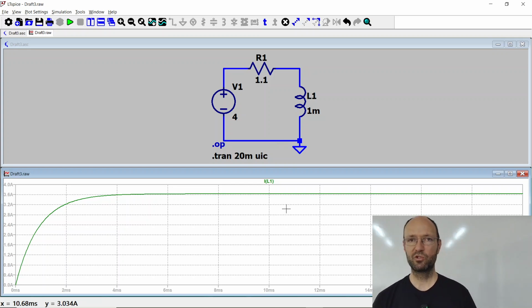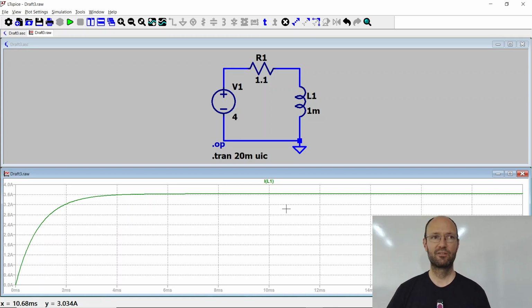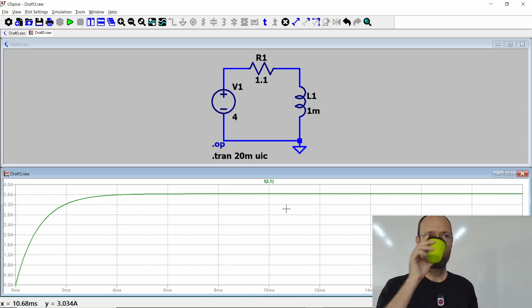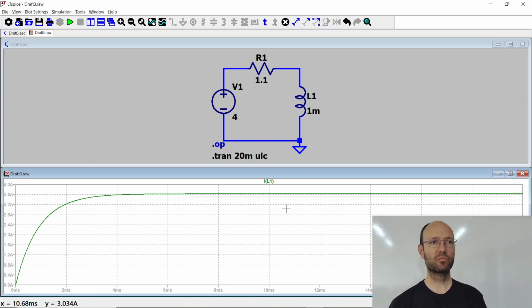Okay, which questions do you have so far? There is one. How to calculate the inductance? How to get the inductance of the motor?